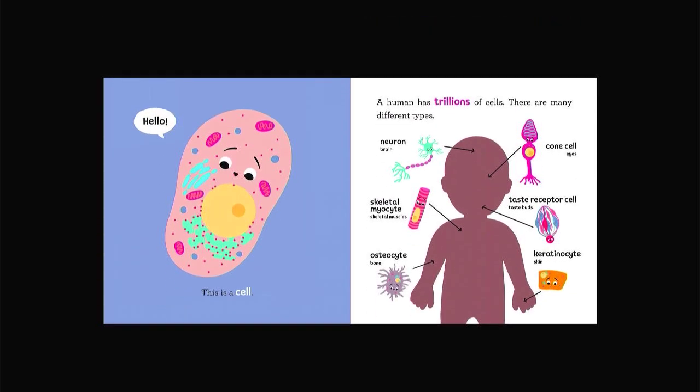DNA. Hello, this is a cell. A human has trillions of cells. There are many different types.